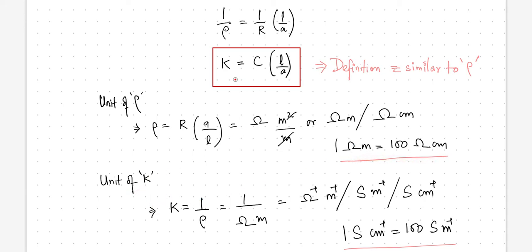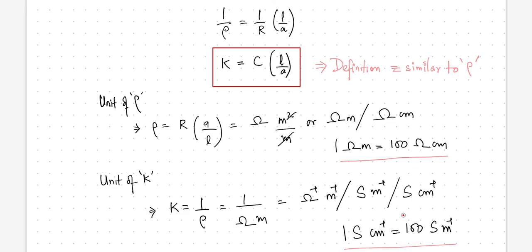Now for the unit of conductivity: conductivity is the reciprocal of resistivity. Resistivity is ohm meter, and therefore conductivity would be per ohm per meter. And per ohm we can represent as Siemens, so it is Siemens per meter. In CGS unit we can write Siemens per centimeter. Now 1 Siemens per centimeter is equal to 100 Siemens per meter. Since it's reciprocal, the factor of 100 came to the meter side.